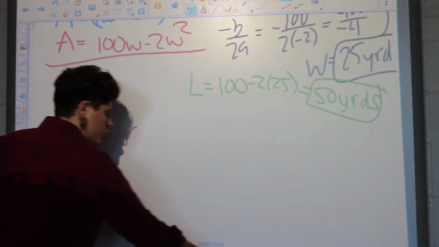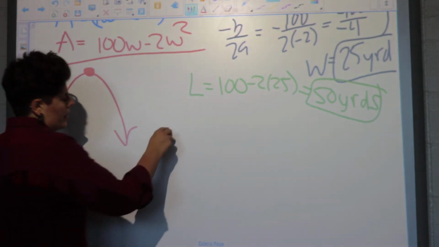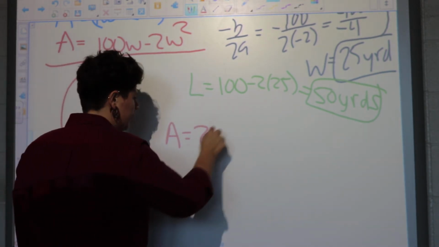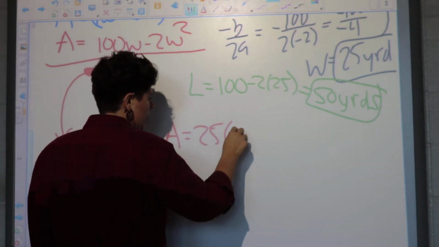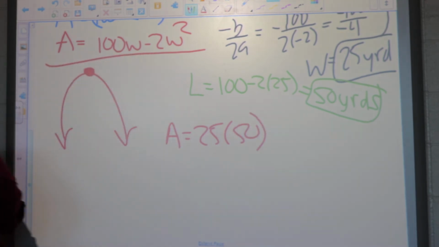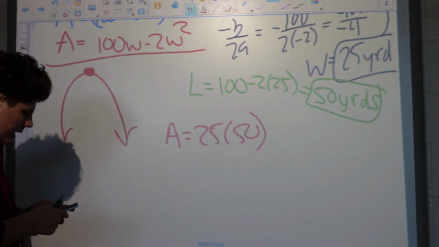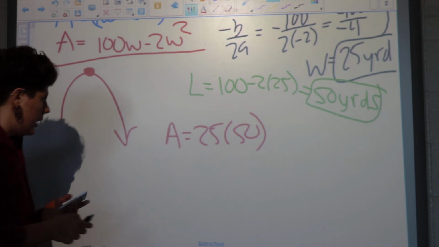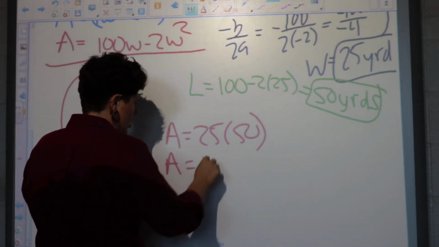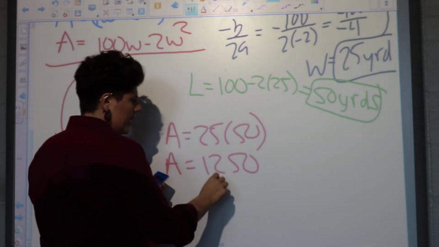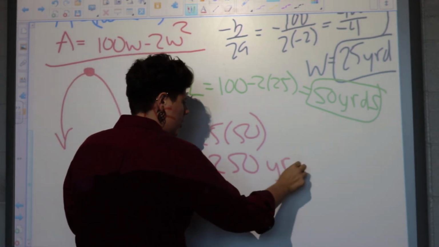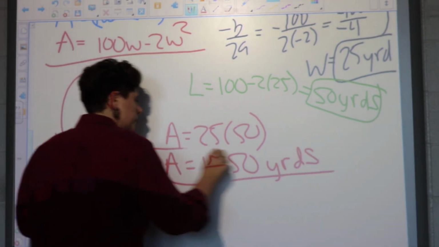Now it says to find that maximum area. So area equals 25 width times my length, which is 50. Again, grab my calculator. 25 times 50 equals 1,250, and again it's going to be yards squared.